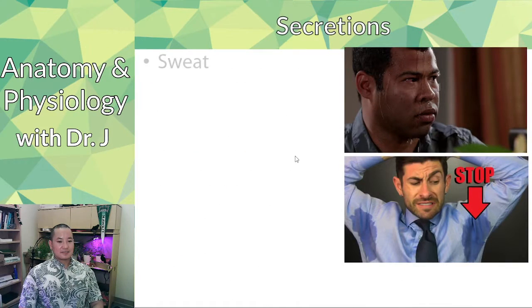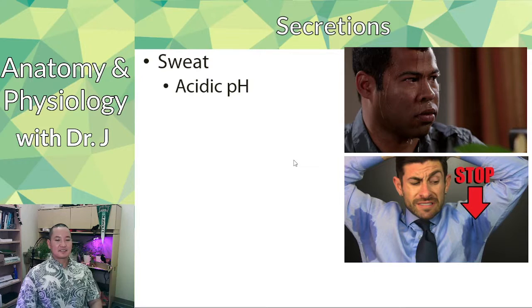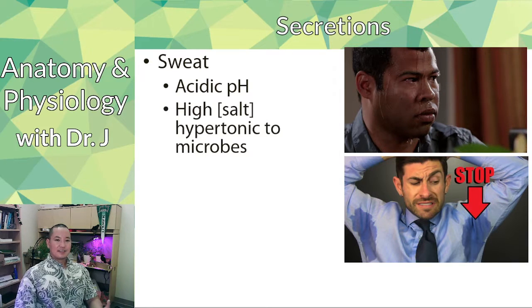Secretion. So yeah, even sweat. Sweat is also a secretion, and it helps to prevent the growth of some bacteria due to its acidic pH overall. It also has high salt content. So remember, when you have a hypertonic solution surrounding a cell, what does it do to the cell? Well, due to the high concentration of salt, it's going to suck out water from that cell. So if it's a bacterial cell you're talking about, it helps to pickle the microbes and draw out the water and prevent them from growing or possibly end up killing them.